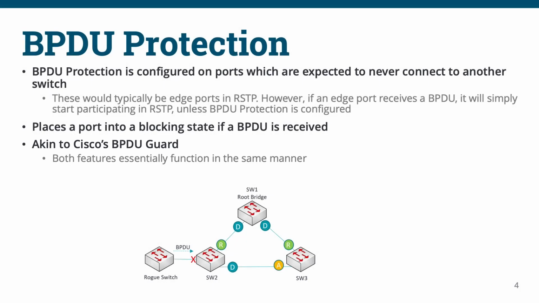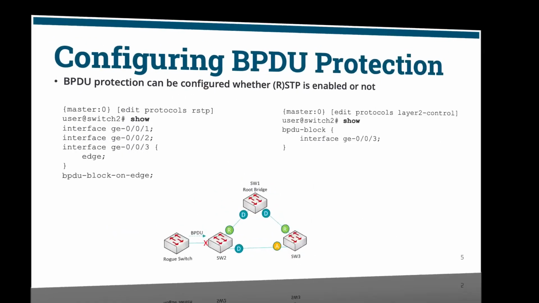As our topology shows, the feature will block ingress BPDUs from being processed and will place the port into a blocking state if one is received. These BPDUs would be sourcing from another switch. Or, if a loop is formed accidentally, then they could be originating from the local switch too. Let's take a look at how we configure BPDU protection.